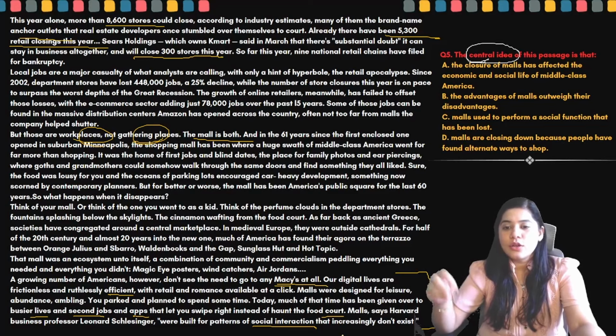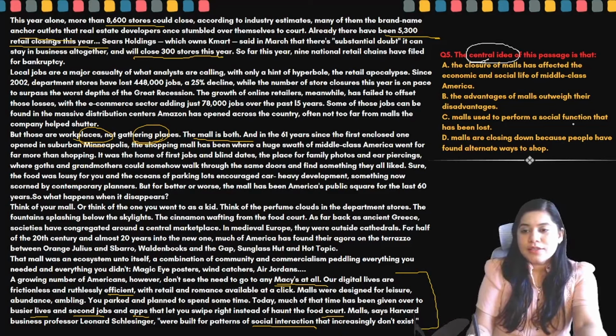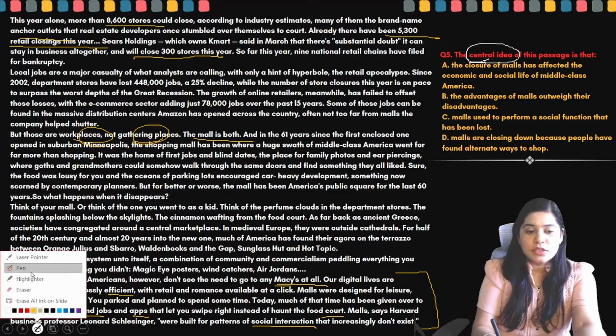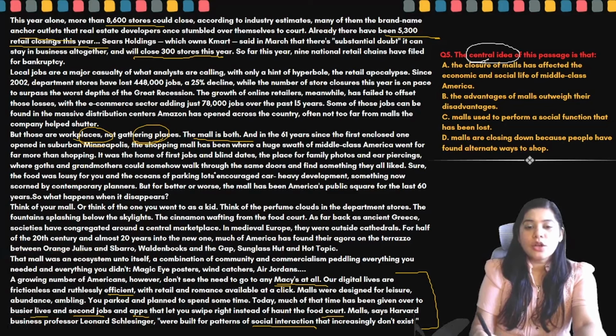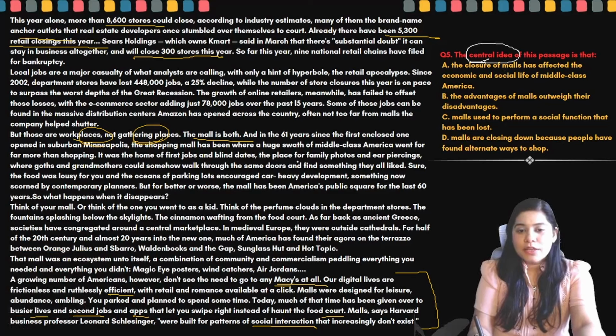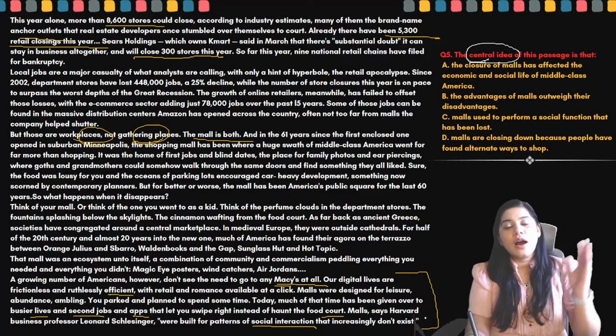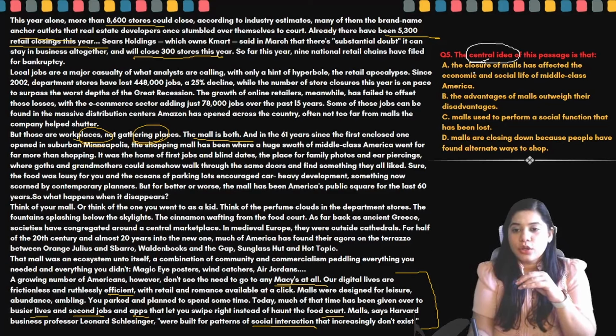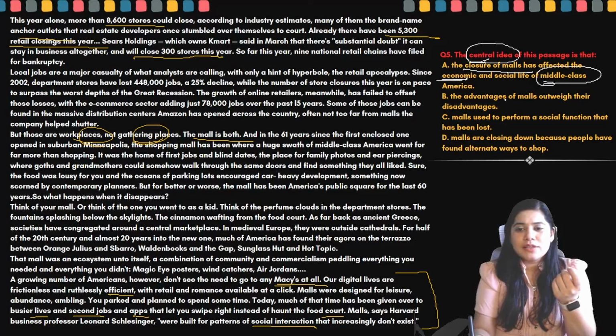So let's solve this. "The closure of malls has affected the economic..." See, right now malls are not closing, right now retail stores are closing, look at the first option. We are saying that is replaced by malls, but even malls are on the decline, right? It's not like they have closed, but they will close because social interaction is not there. "Has affected the economic and social life of... also the middle economic life of middle class America." It's nowhere mentioned, it's extra information. Maybe social life, but not economic life.